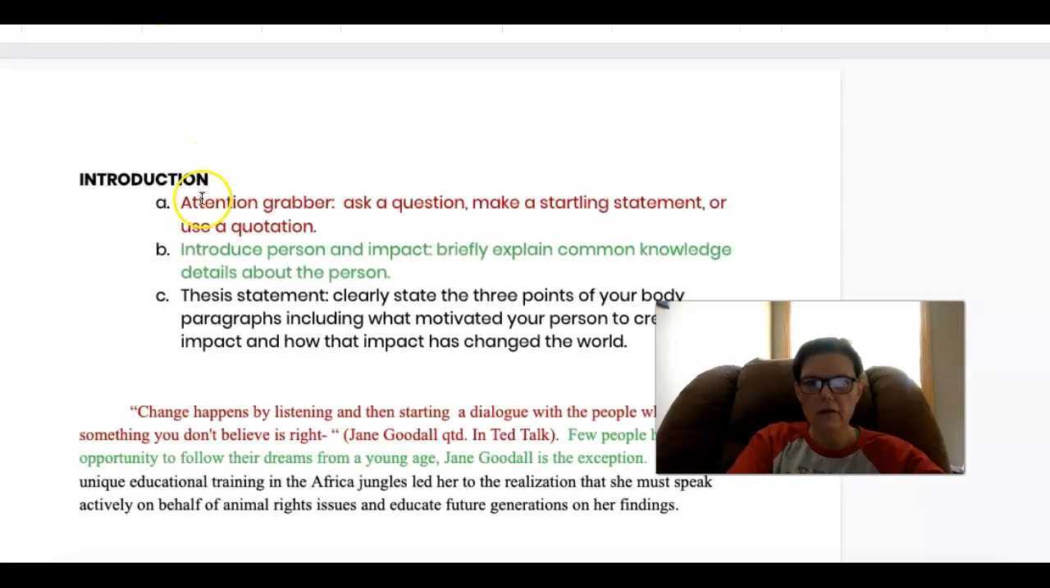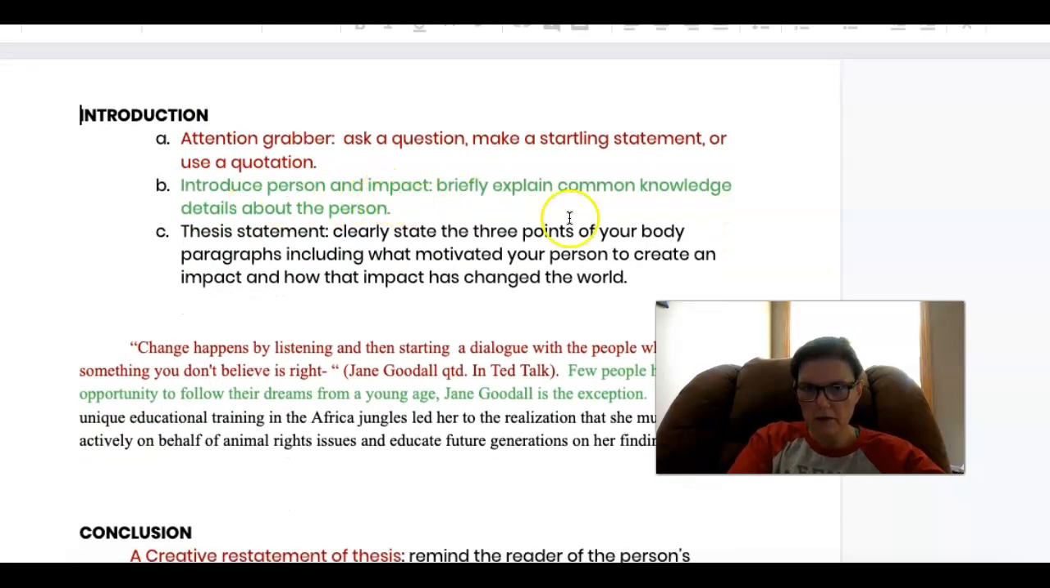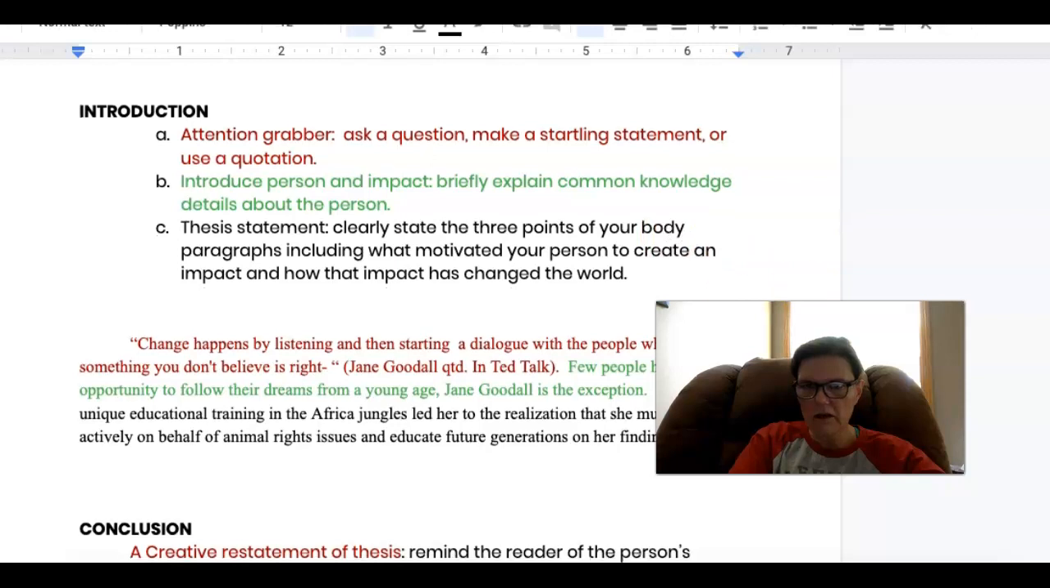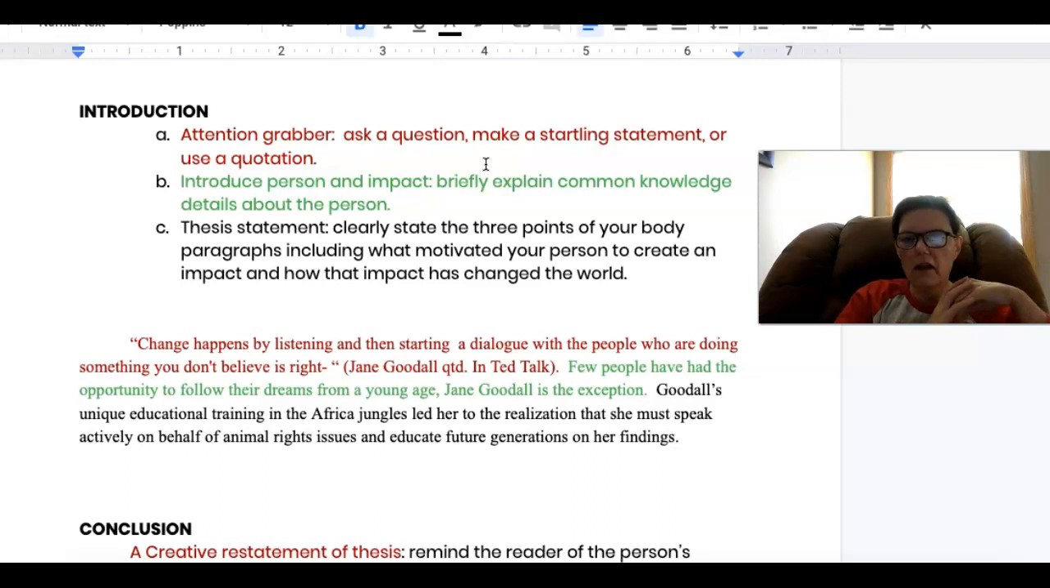And just like the other outlines I've done, it's color coded. So the introduction is shorter. It really has two key components. One is to do an attention getter. And I think the three most obvious ways for this particular writing assignment is to ask an important question, make a startling statement, or use a quotation. I'm guessing that most of you are going to choose the quotation just because we have so much research on our person. But the other two work well.